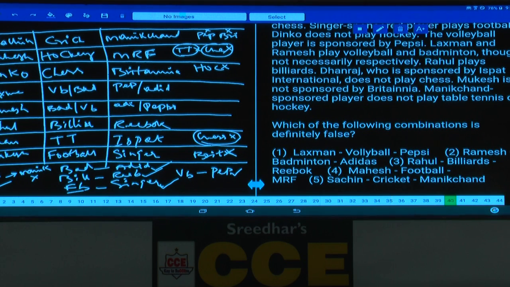Rahul billiards Reebok, that is definitely true. Mahesh football MRF is definitely false. Mahesh MRF is true, but this person is not playing football. Hence, choice 4 is the answer. Now, this is about question number 40, choice 4. 36 to 40 done. Now, this is about paper number 20592. Then, after this 20592, what is left over here?